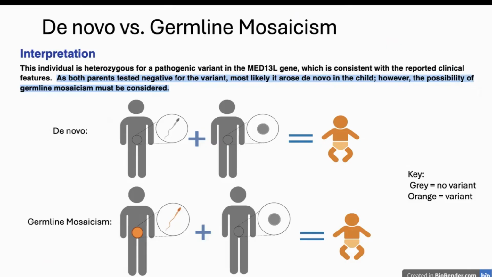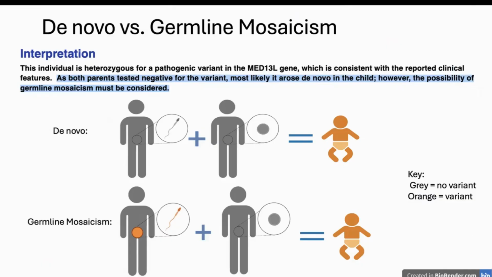If a child has MED13L syndrome due to a de novo variant, the chances that the child's parents have another child with MED13L syndrome are very low. If a child has MED13L syndrome due to germline mosaicism, the chances that the child's parents have another child with MED13L syndrome are higher. It can be incredibly hard to test for germline mosaicism, though, because if you do genetic testing on the parent's blood, as we normally do for genetic testing, it will come back without the variant, as most of their cells don't have the variant.